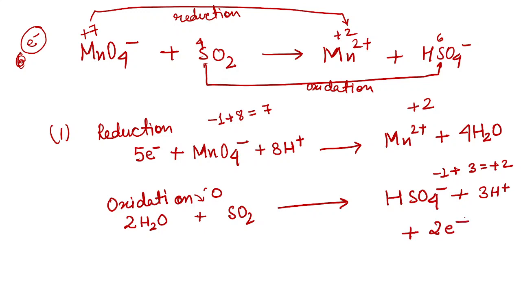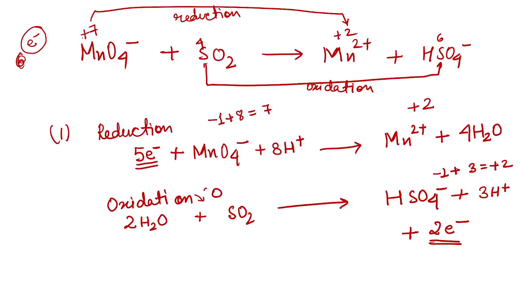Now the important thing comes into the picture. What is the important thing here? The number of electrons in both the oxidation and the reduction half should be equal in both the reactions.